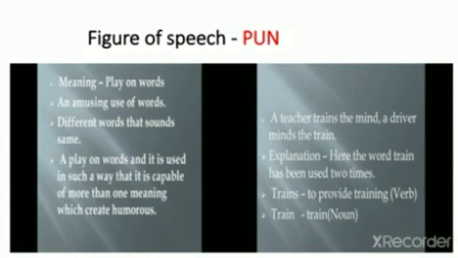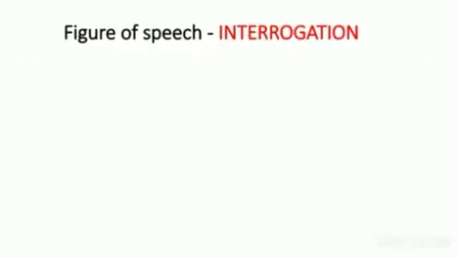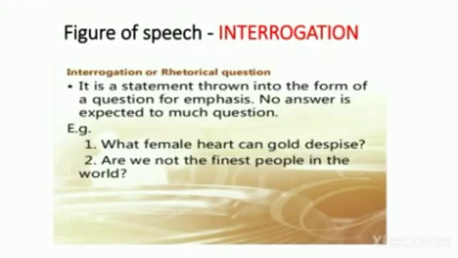Now another figure of speech used in this poem is interrogation. So let us see what interrogation is. Interrogation is a statement written in the form of a question. Here no answer is expected. These are also called rhetorical questions, where the poet wants to emphasize the fact he wants to tell the readers. Now look at the two examples here.